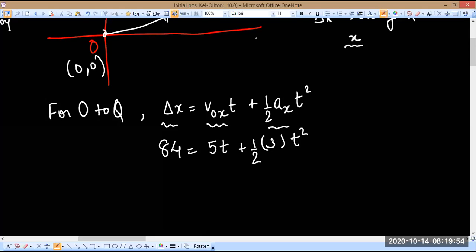I've not got anybody's answer yet. Root 21. Okay.